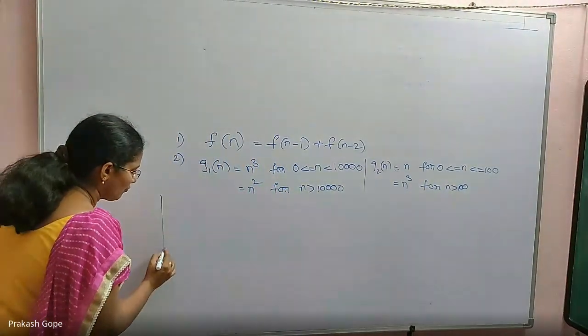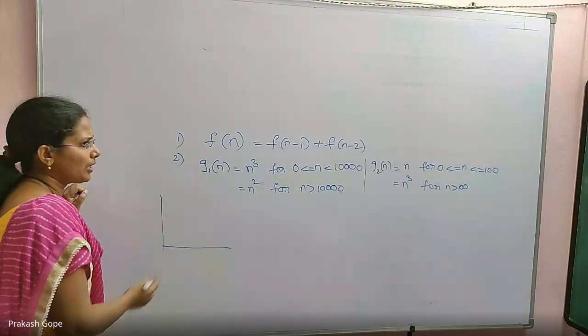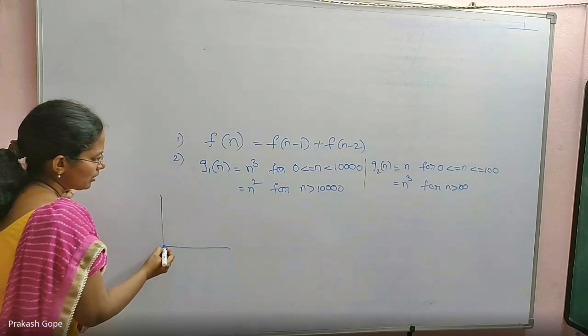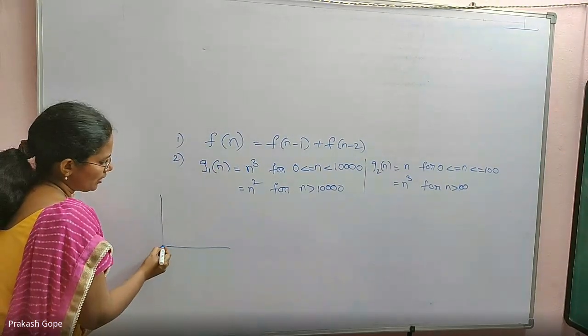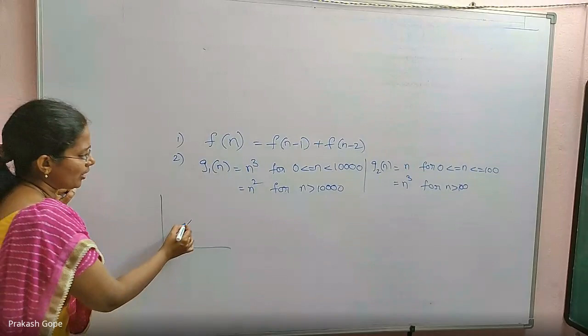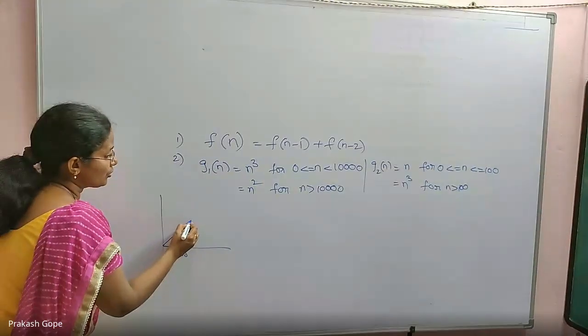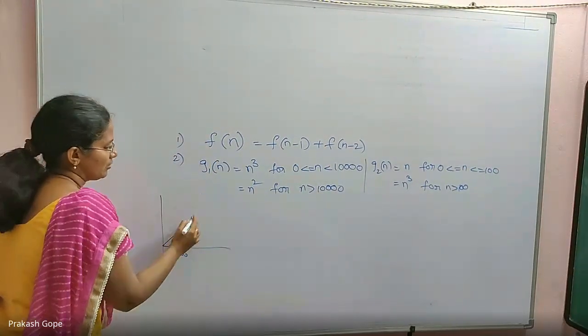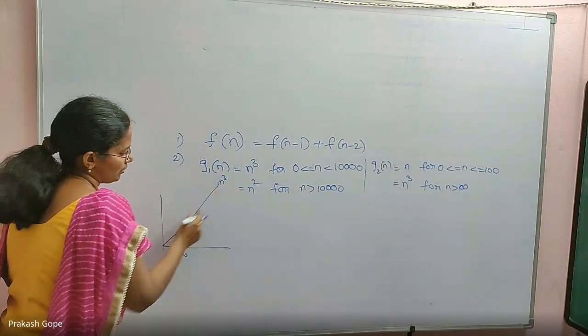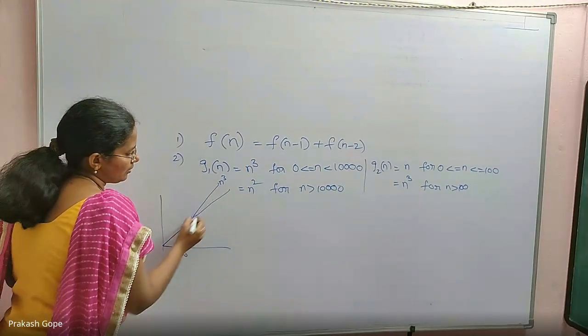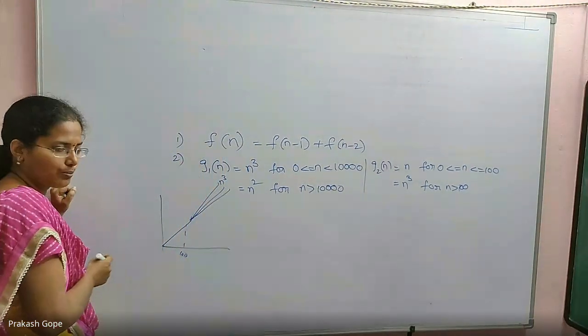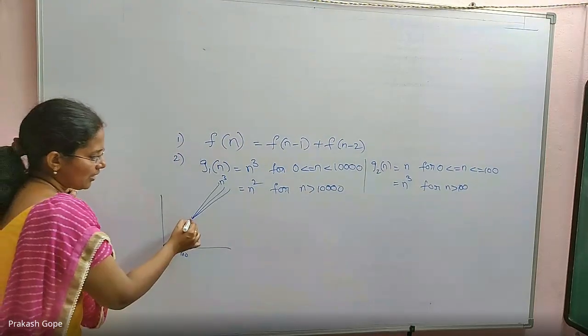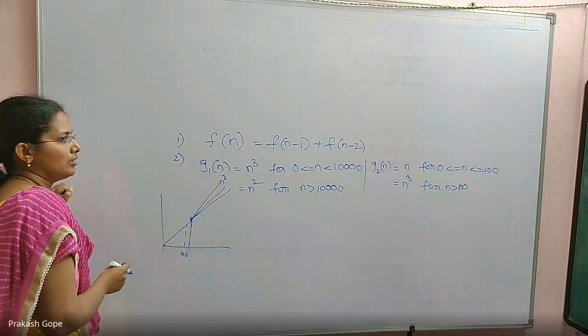If you draw a graph, for some time the g2 function is just n, up to 100. But after 100 it is n cube, which means it is going like this. It's not n, this is n square. I'm saying that is n cube. This is after 100.